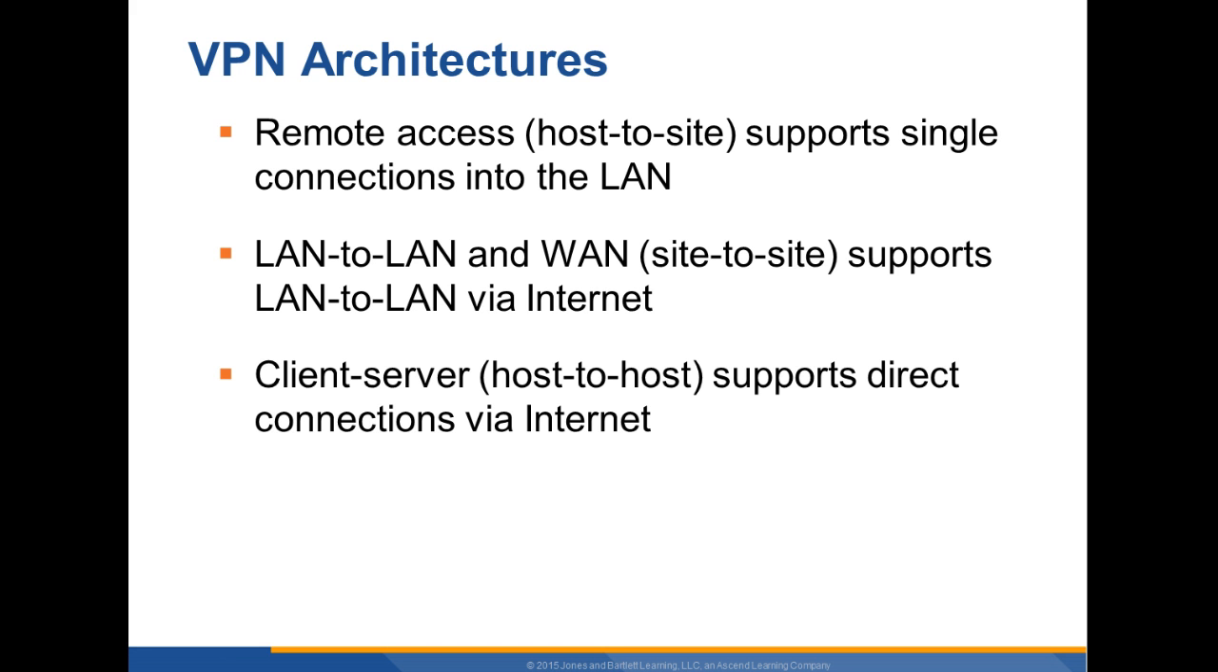Extranet VPN combines site to site with remote access VPN capabilities and scales to large groups of users and network endpoints. And client server, host to host, supports direct connections by way of the internet. They provide additional security over shared public infrastructure and link mobile platforms to mission critical systems and services.